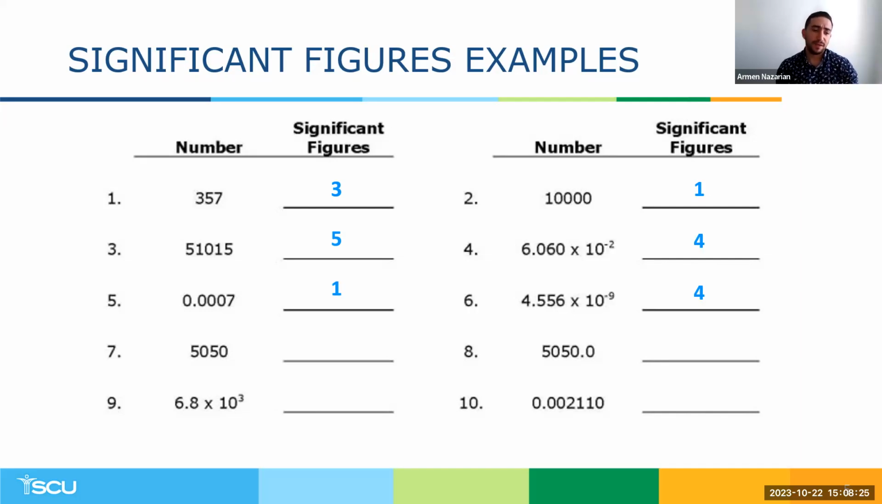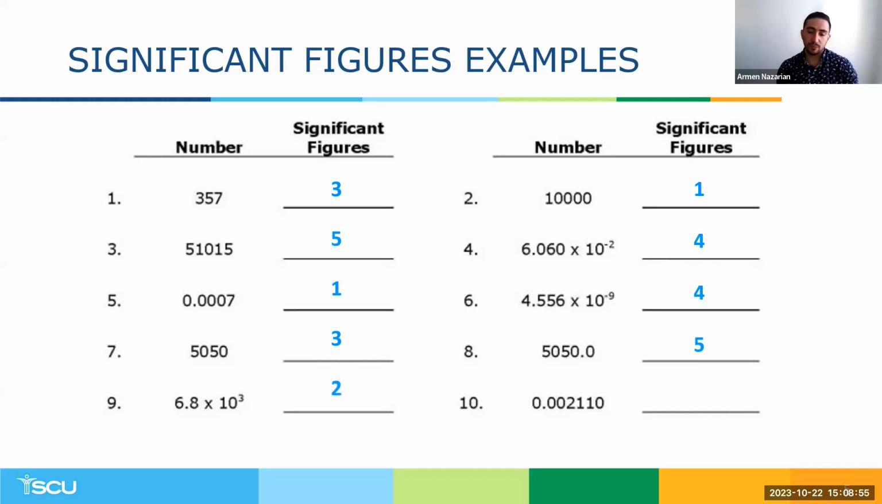5050, example number 7. The first zero is sandwiched between two 5s, so that counts. But the second one does not because it's not followed by a decimal point, so that has 3 significant figures. Number 8 has 5 significant figures, right? Now, the first zero still counts. The second zero is now followed by a decimal point, and the third zero is coming after a non-zero digit and after a decimal point, so it does count. All of those zeros count.